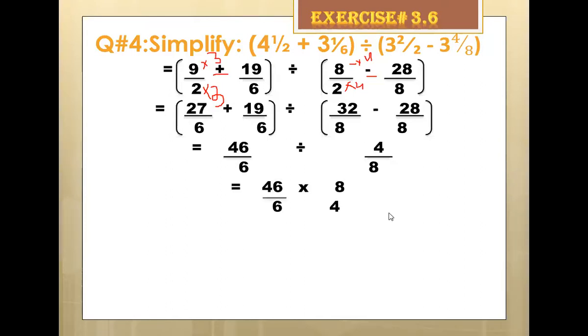So what will it become? Very simple. 46 upon 6, the sign of division will be converted into the sign of multiplication, and 4 upon 8 will become 8 upon 4. That is simple and very clear. Now here what you have is the sign of multiplication.